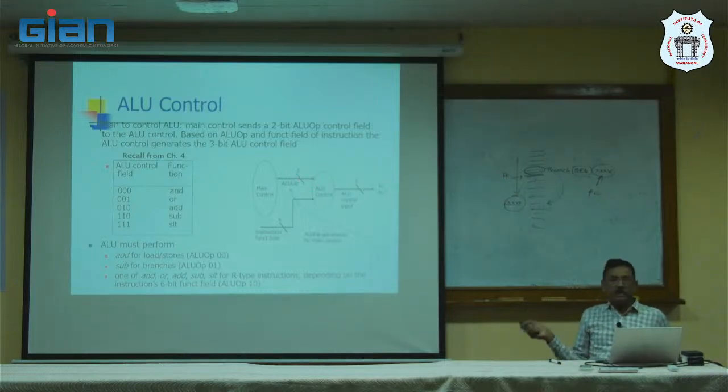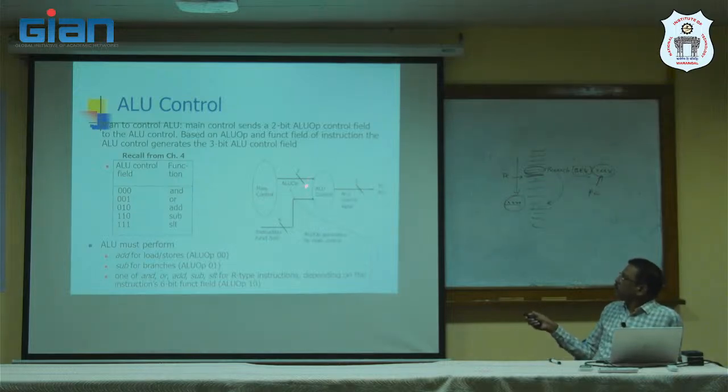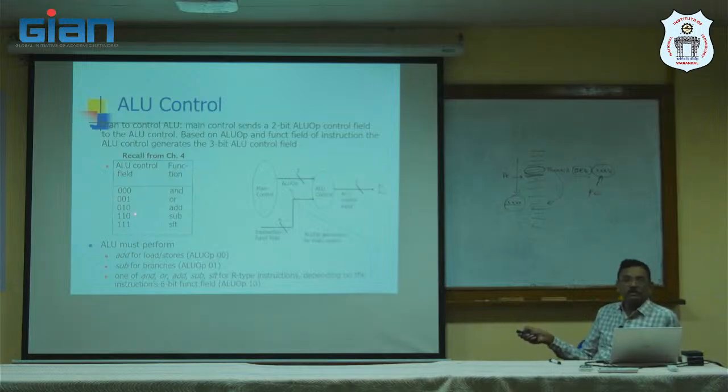These 2 ALUOP bits we are generating: 00, 01, 10. 00 is for addition, 01 is for subtraction, and 10 is for R format instructions, based on the main controller. So by these 2 bits and the 6-bit instruction field, we will generate the 3-bit ALU control field. These 3 bits are: 000 for AND, 001 for OR, 010 for add, 110 for subtraction, 111 for set less than.